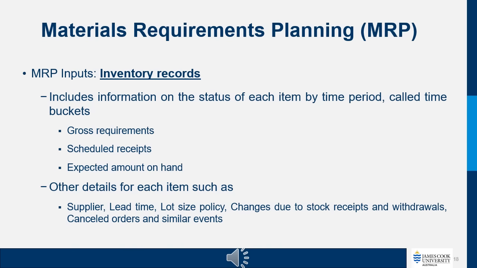Another input for MRP is the inventory record. It includes information on the status of each item by time period, called a time bucket. We're looking into gross requirements, scheduled receipts, expected amount on hand, and also other details that are really important to us here: supplier lead time, lot size policy, changes to do, stock receipts and withdrawals, cancellations, and so on.